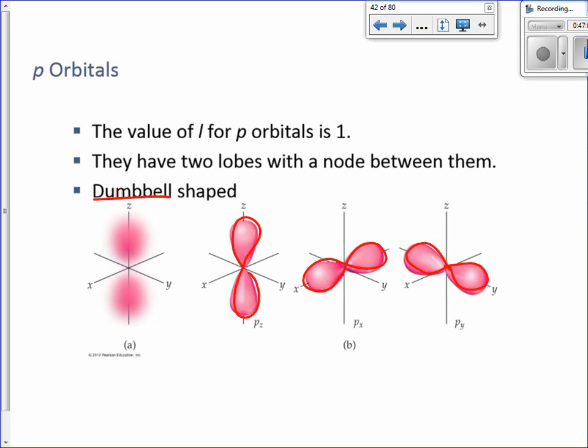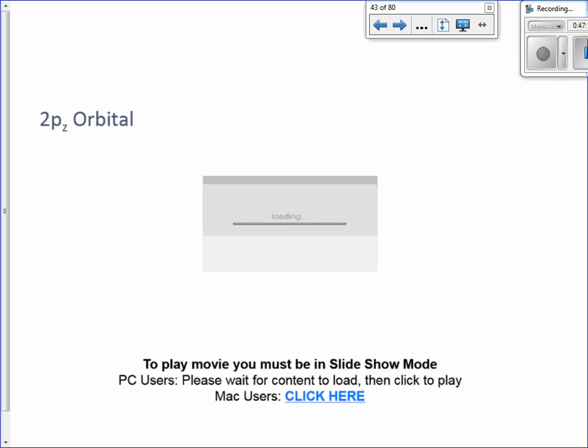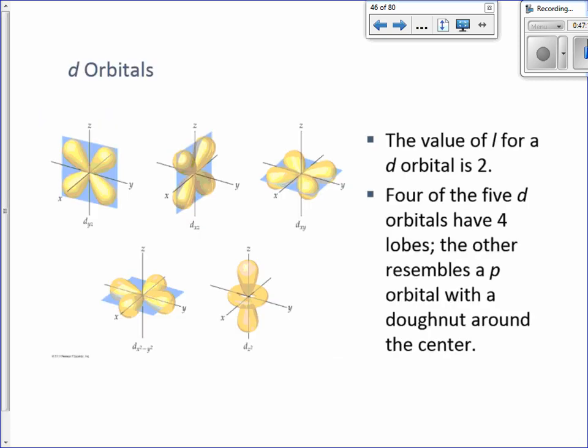Now, I'm going to skip the videos. If you want to watch them spin, you can look up the PowerPoint. The d's. You don't have to know a shape for the d's because guess what? The d's are starting to look a little funky. They look like 4-leaf clovers, but this one right here is donut shaped. And realize that these are the 3-dimensional shapes of where the electrons are going to be.